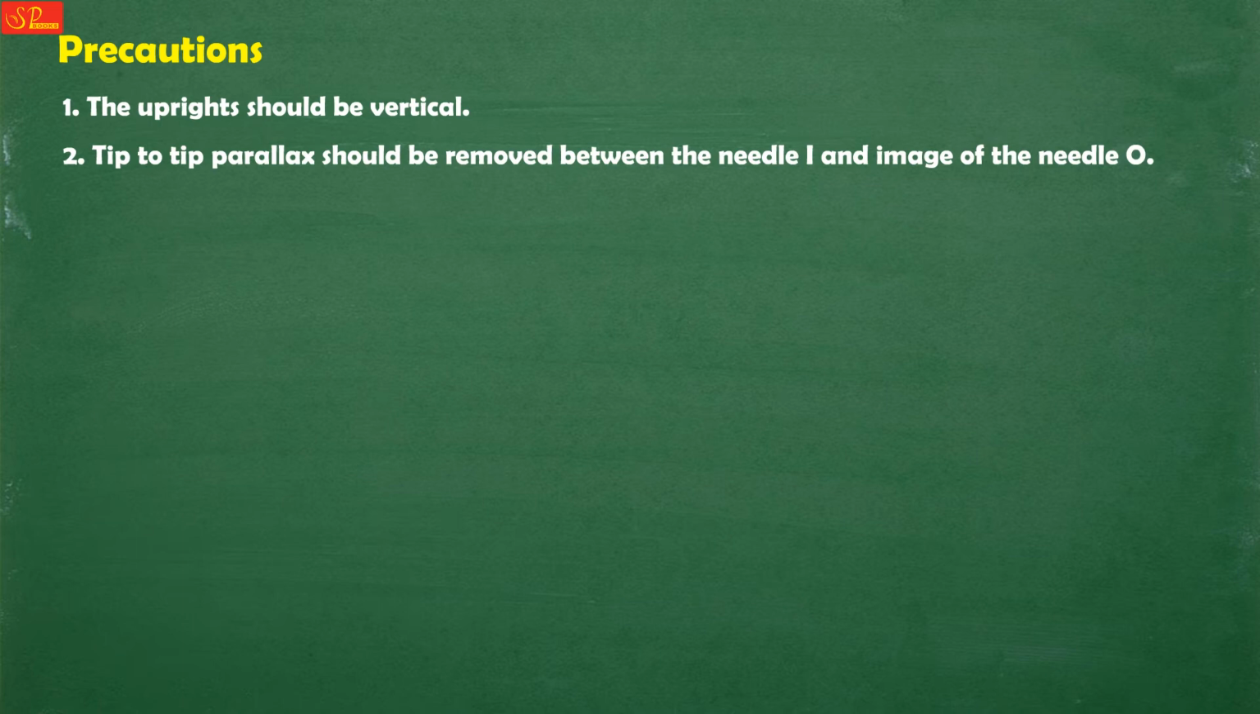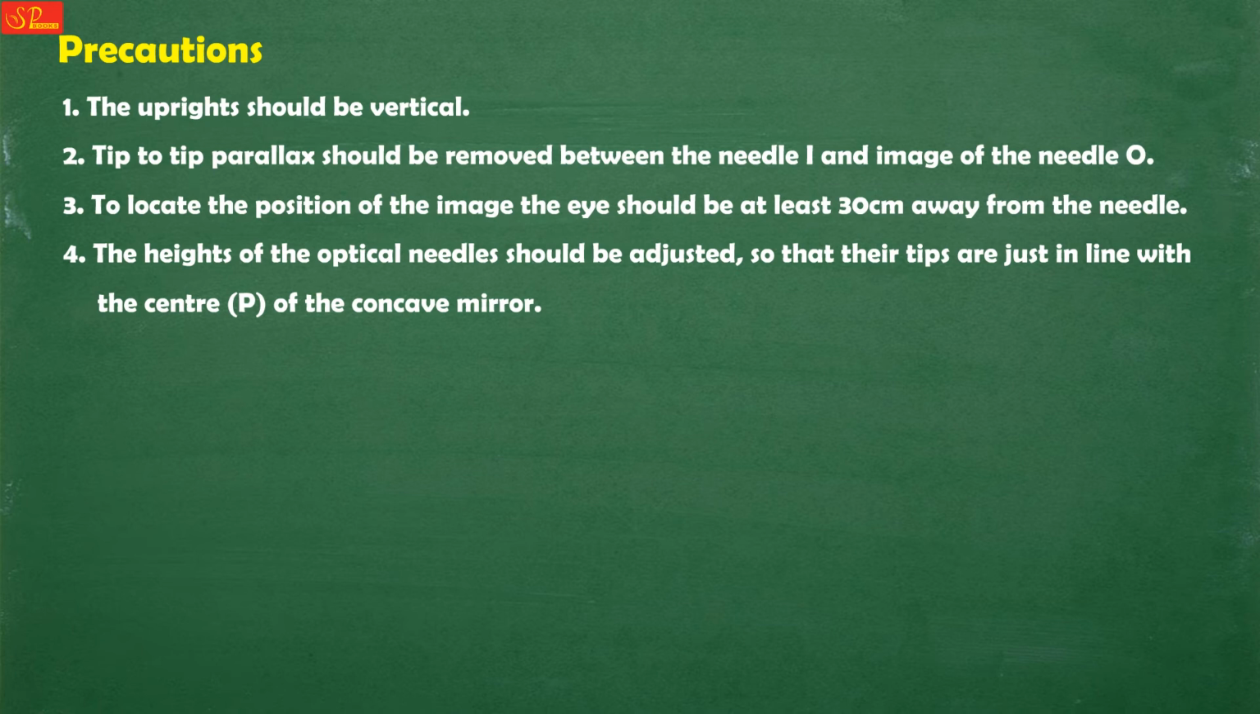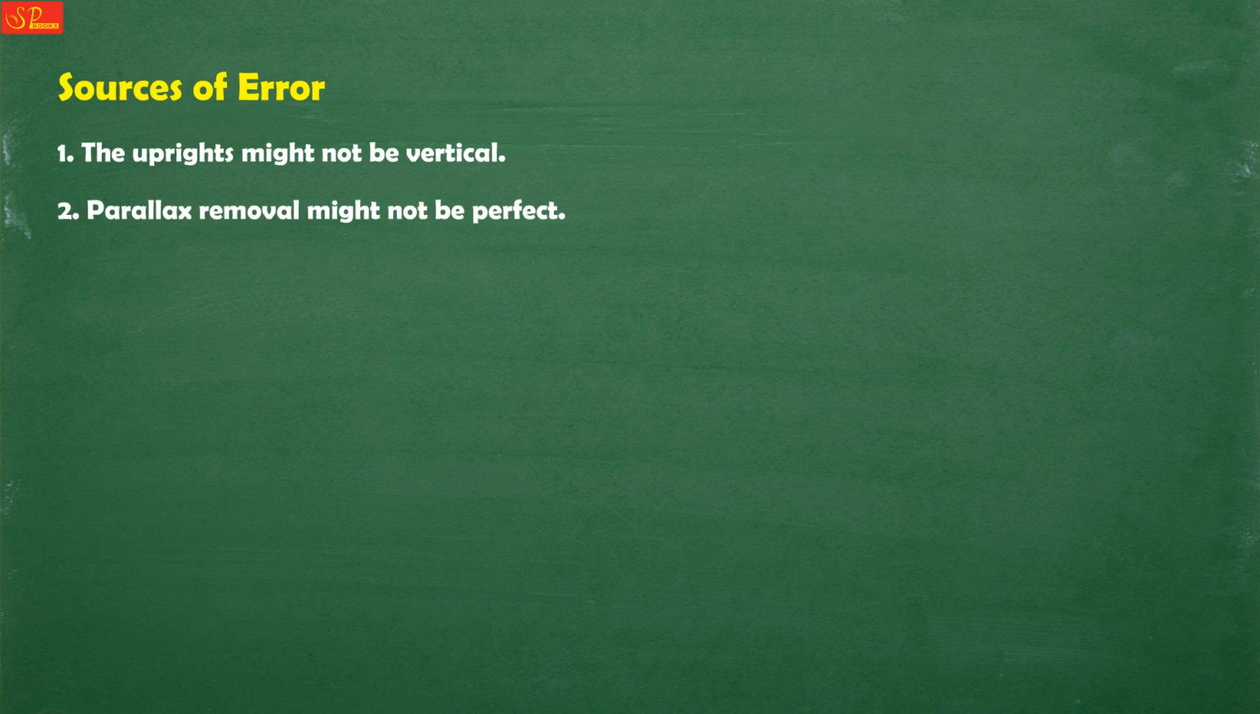Precautions. The uprights should be vertical, tip to tip. Parallax should be removed between the needle eye and the image of the needle O. To locate the position of the image, the eye should be at least 30 cm away from the needle. The heights of the optical needles should be adjusted so that their tips are just in line with the center P of the concave mirror. Index corrections should be applied to the object and image distances.